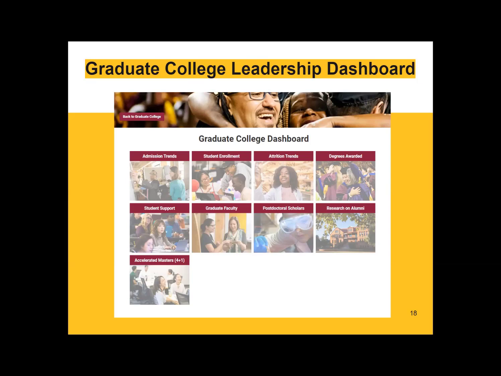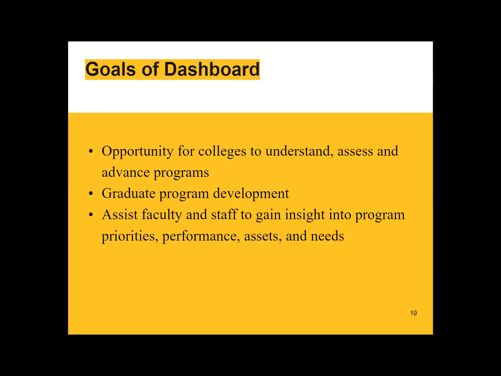So we have admissions trends, enrollment, different attrition trends, degrees awarded, student support, graduate faculty, postdoctoral scholars, a little bit of research on alumni, and then accelerated masters. So a large portfolio of different things here. And really the goal of this dashboard was to provide an opportunity for colleges to understand, assess, and advance programs, program development, and gain insights into program priorities, performance, assets, and needs.